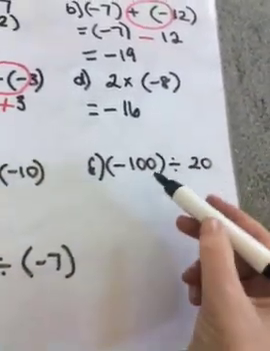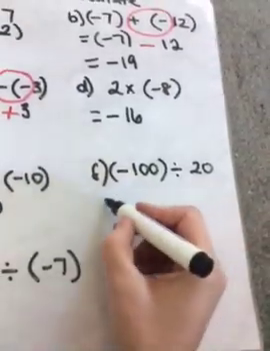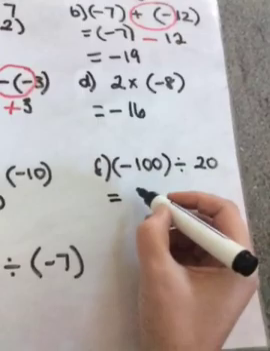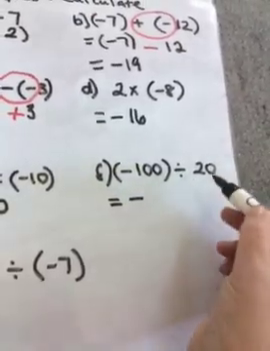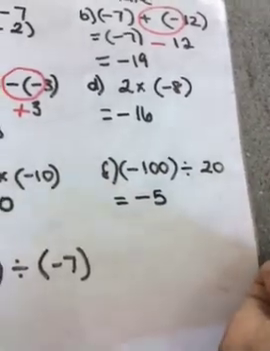For dividing, we've got -100 divided by 20. So again, 1 negative, negative answer. And then how many 20s are in 100? And that would be 5.